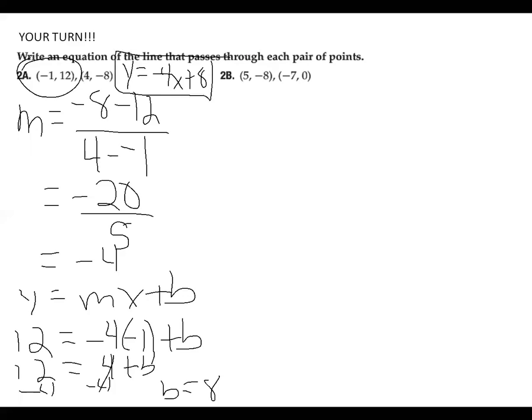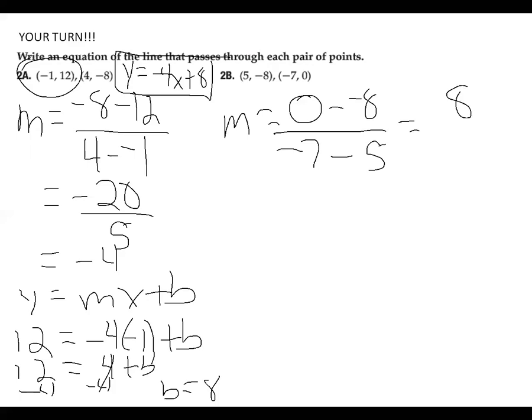The second one, your slope is going to be (0 minus negative 8) over (negative 7 minus 5), which is going to give you 8 over negative 12, which reduces to negative 2/3.